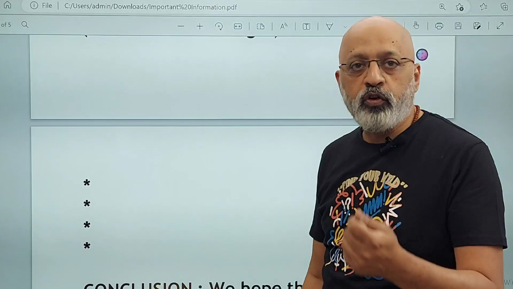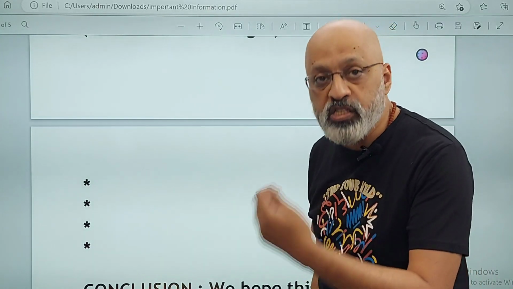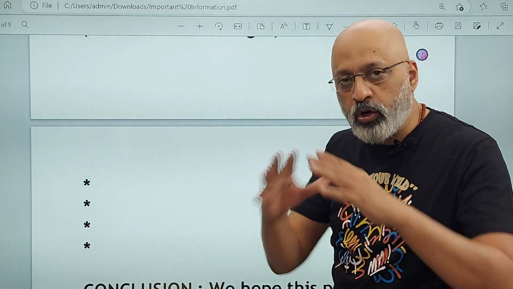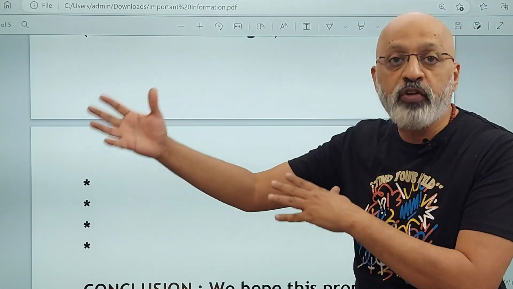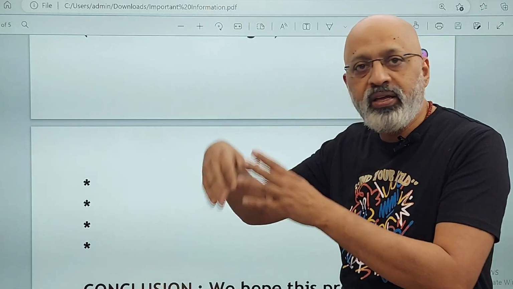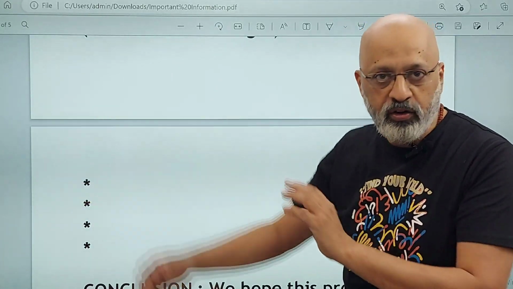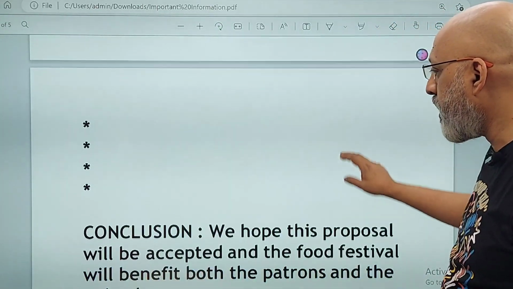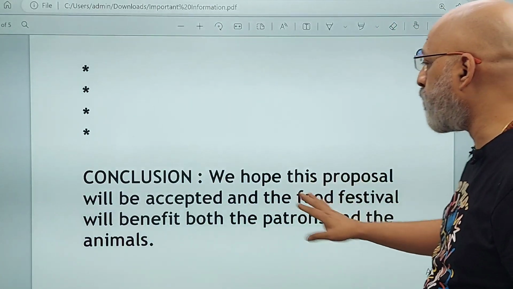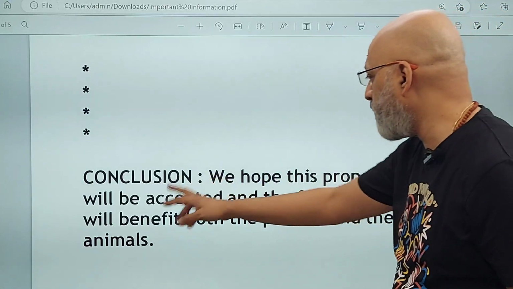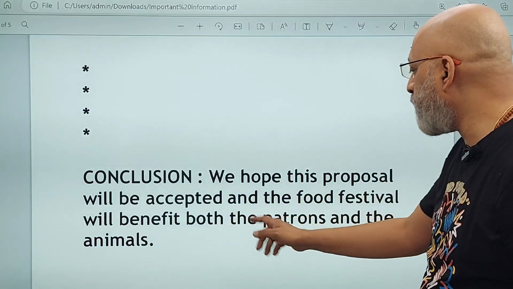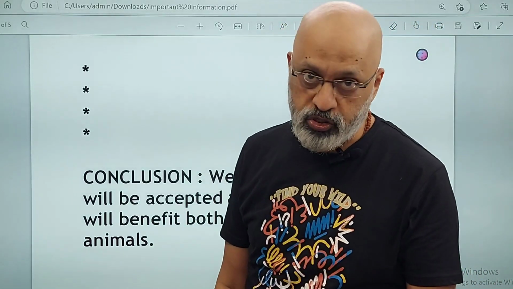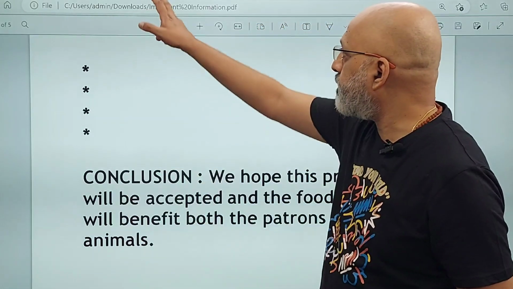So you could talk about, in the food festival, hygiene will be taken care of. This is where we will be organizing the food from. So different points which you think in that particular question will be useful. These will be the different kinds of stalls: Indian, Chinese, North Indian, South Indian, whatever kind of food, etc. Whatever those kind of things, what will be the highlights, that you can mention. In conclusion, you will write that we hope that this proposal will be accepted and the food festival will benefit both the patrons and the animals, because you're doing it for a noble cause. I hope this is clear.